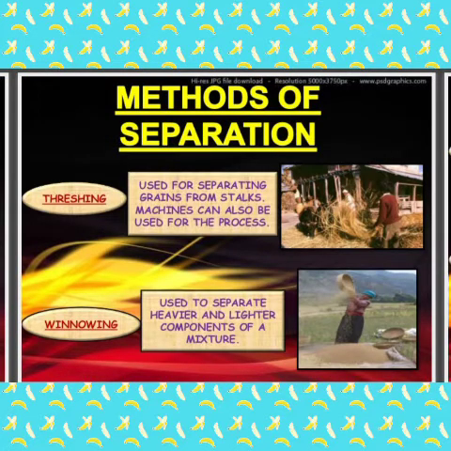Here are some methods of separation. 1. Threshing, used for separating grains from stalks. Machine can also be used for the process. 2. Winnowing, used to separate heavier and lighter components of a mixture.